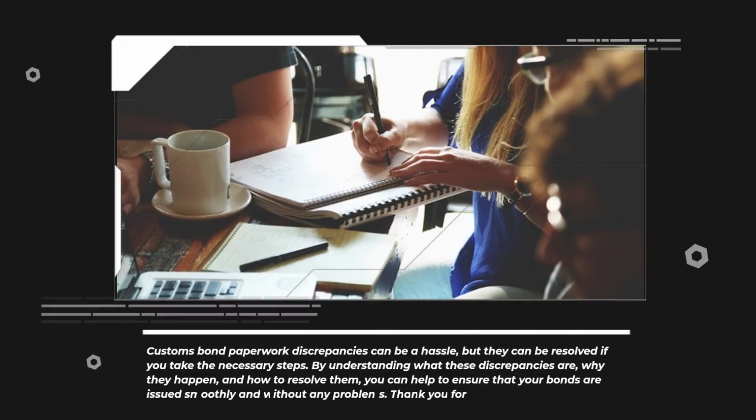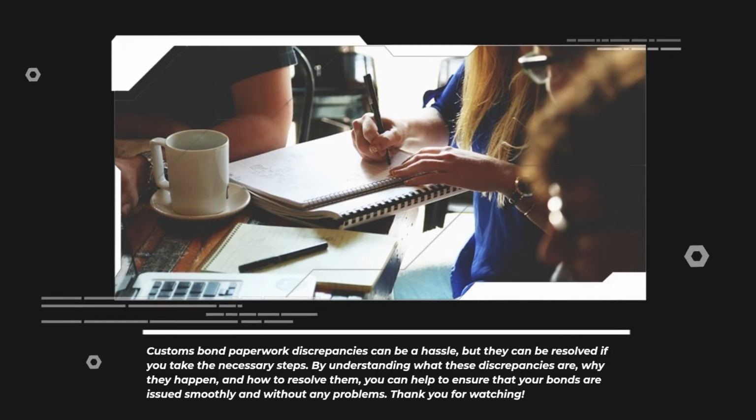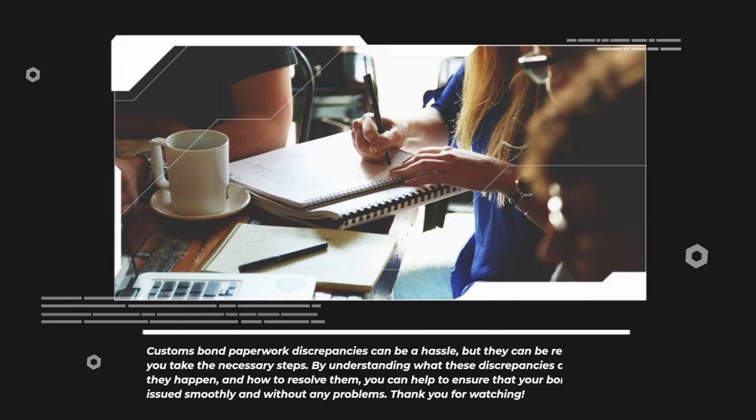Customs bond paperwork discrepancies can be a hassle, but they can be resolved if you take the necessary steps. By understanding what these discrepancies are, why they happen, and how to resolve them, you can help to ensure that your bonds are issued smoothly and without any problems.